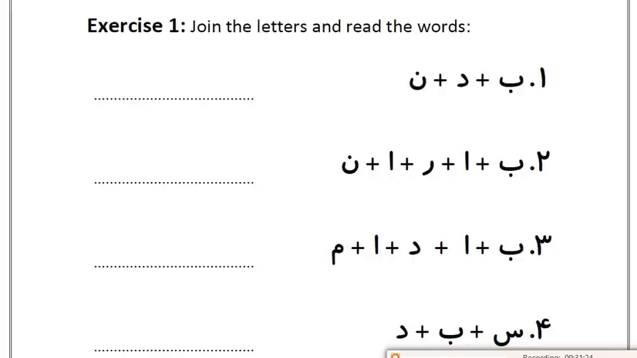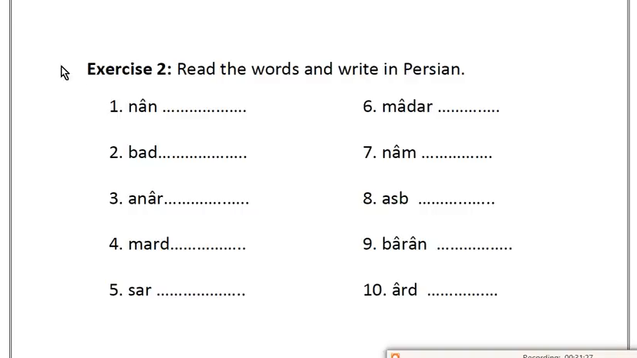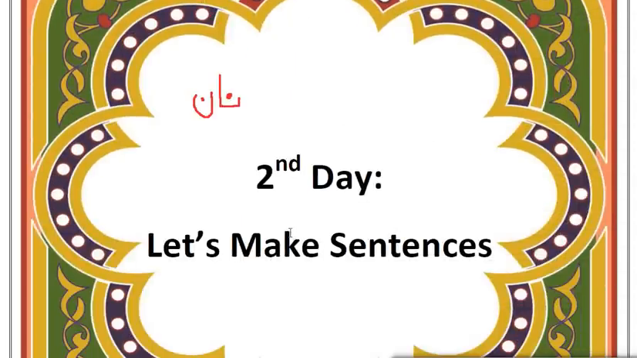Let's move on to the next exercise, exercise two. It says read the words and write in Persian. I do the first one for you, and you can practice yourself. Here it says nan. So it's nan. I want to write nan. I start from the letter ne. I know that is the first letter, so I need to write the short form. Then a, which joins to the previous letter. And the last one is ne. Since it's the last letter, we need to use the full form. So that's nan. Nan means bread. All right. Okay, next page.